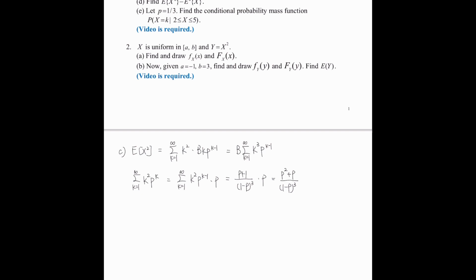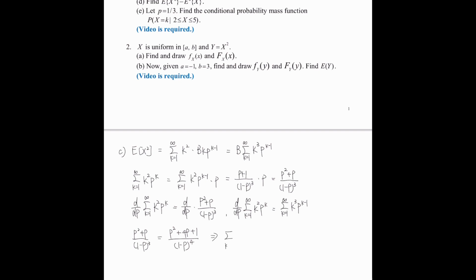And we can differentiate both sides. d over dp of the sum from k equals 1 to infinity of k squared times p to the k equals d over dp of p squared plus p over 1 minus p cubed. The left side equals the sum from k equals 1 to infinity of k cubed times p to the k minus 1, and the right side, the derivative of p squared plus p over 1 minus p cubed, equals p squared plus 4p plus 1 over 1 minus p to the fourth.